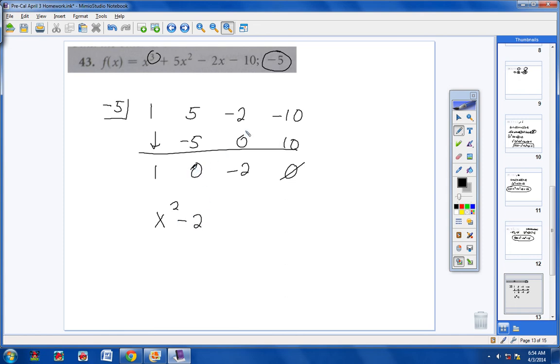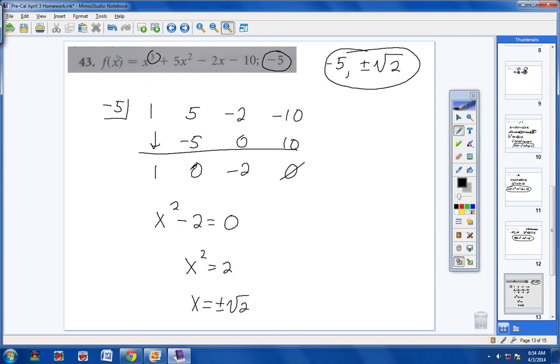So look what I did. I know one of my zeros is negative 5. I already know that. And now all I have to do is find the zeros for this right here. And the zeros for that should be pretty simple. Simply set it equal to 0, bring the 2 over and make it a positive 2. And now take the square root of both sides, positive, negative, square root of 2. So just like that, I have all 3 zeros. By the way, I know that there are no more because remember what we've learned, your degree is 3 for the original problem, and so the maximum number of zeros you can have is 3. Okay?